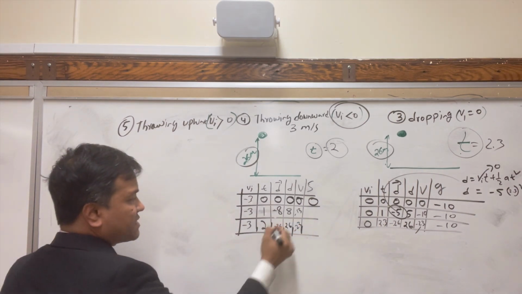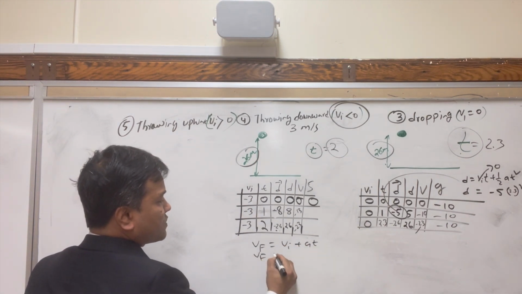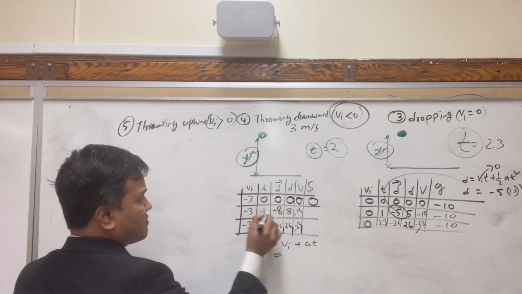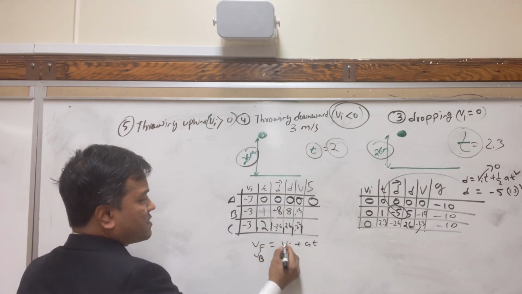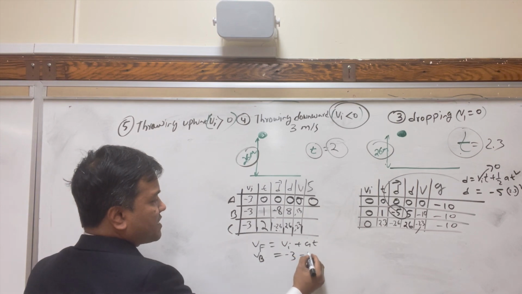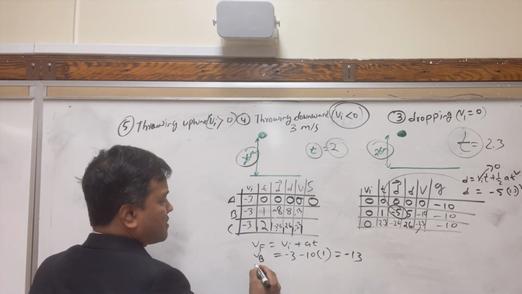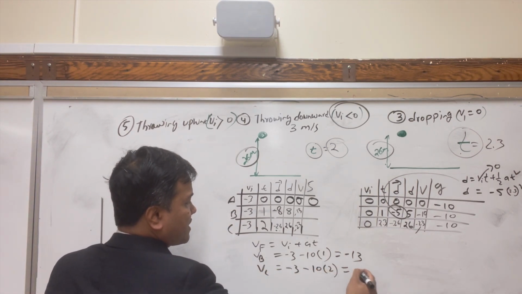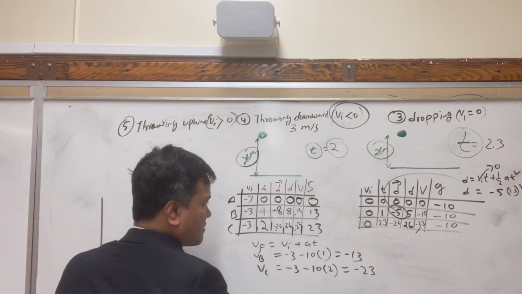Let's prove that. Vf is equal to vi plus at. So Vf, or V1, let's call it ABC. So VB is equal to vi, negative 3, minus 10 times 1. So negative 13. And VC is negative 3 minus 10 times 2, negative 23. Okay, so speed is 13, 23.